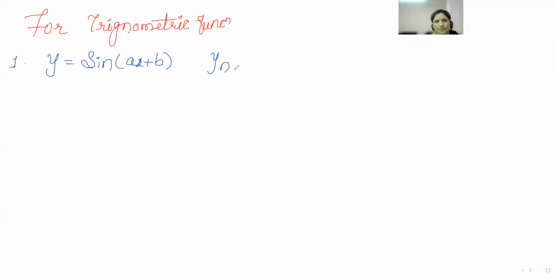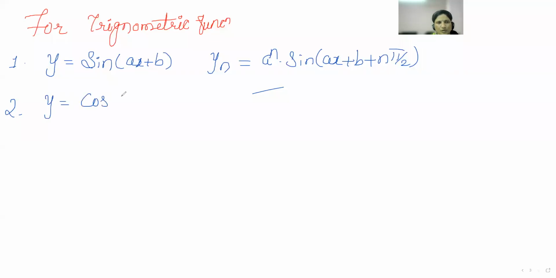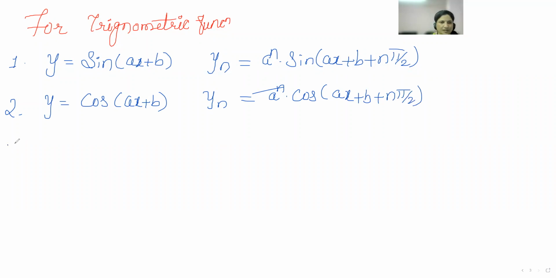The nth order derivative of a raised to x... sine of (ax + b) is a raised to n sine of (ax + b + n pi by 2). Next, if y is equal to cos of (ax + b), then the nth order derivative of this function is a raised to n into cos of (ax + b + n pi by 2).